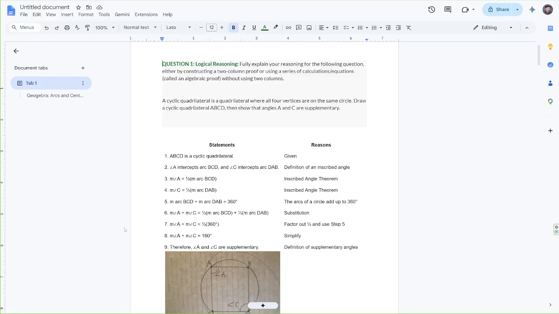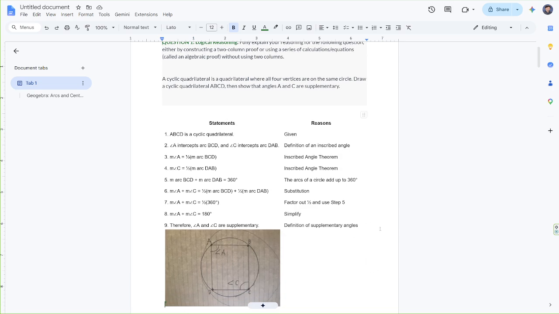Here are my answers to the notebook questions for week 6. Fully explain your reasoning for the following question either by constructing a 2-column proof or using a series of calculations/equations. A cyclic quadrilateral is a quadrilateral where all 4 vertices are on the same circle. Draw a cyclic quadrilateral ABCD, then show that angles A and C are supplementary.